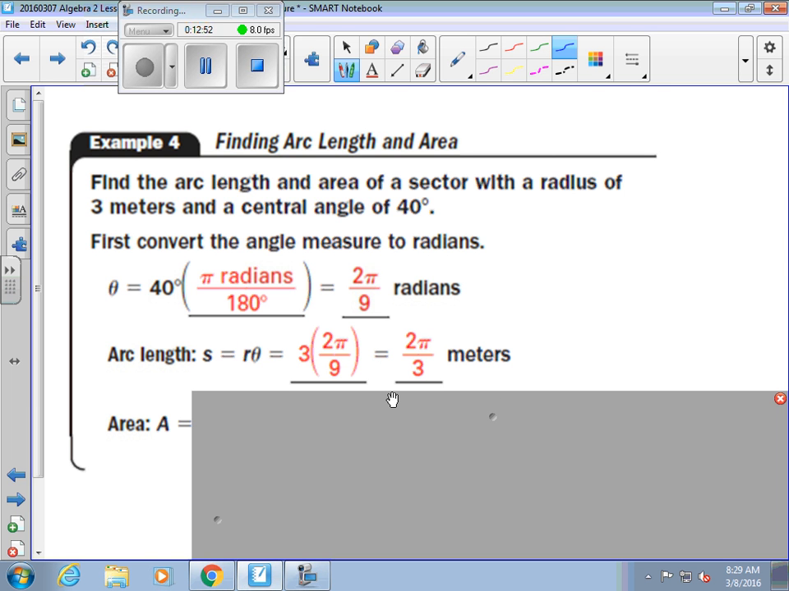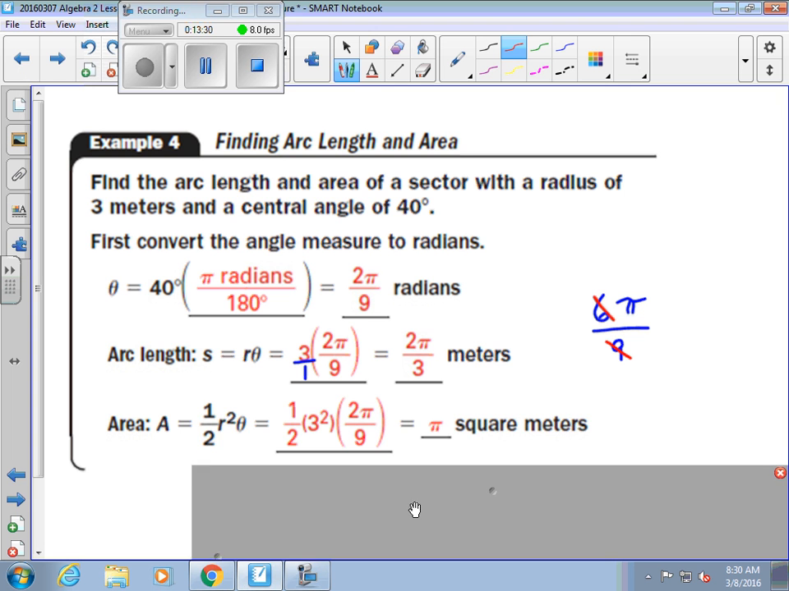Then find the arc length. Since your radius is 3 meters, it's 3 times 2 pi over 9. This is just like 3 over 1 right here. So 3 times 2 gives you 6, 6 pi over 9. And then 6 and 9 both simplify by 3. 3 goes into 6 twice and into 9 3 times. So 2 pi over 3 is the arc length.